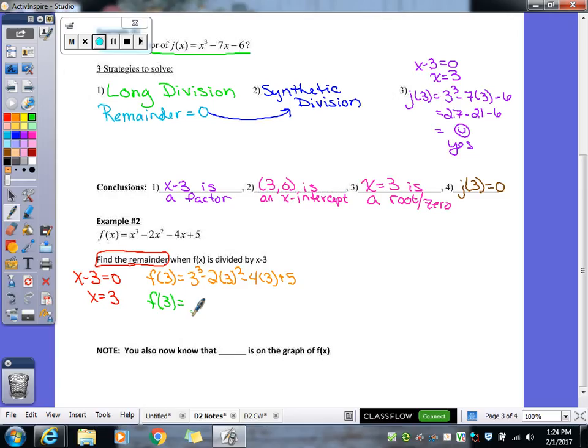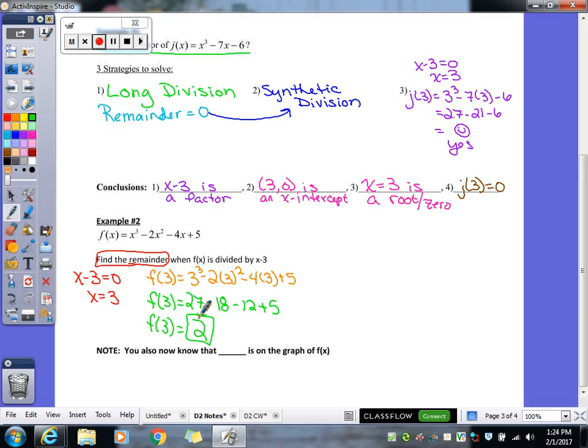So 3 cubed minus 2 times 3 squared minus 4 times 3 plus 5. So again, that gives us 27. 3 squared is 9 times our 2 gives us an 18. 4 times 3 gives us a minus 12, and then plus 5. So what do we get when we do 27 minus 18 minus 12 plus 5? 2. So our remainder is 2.